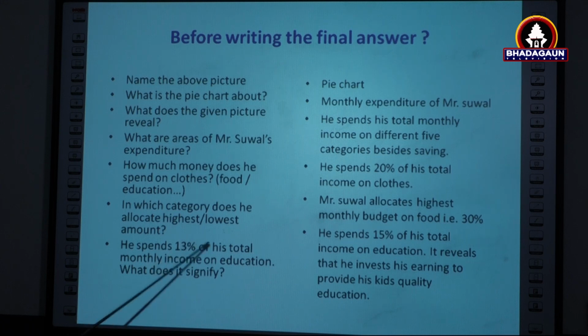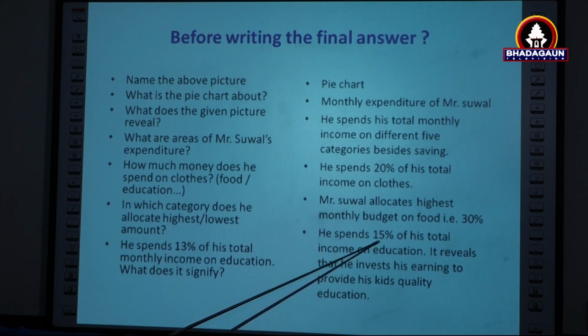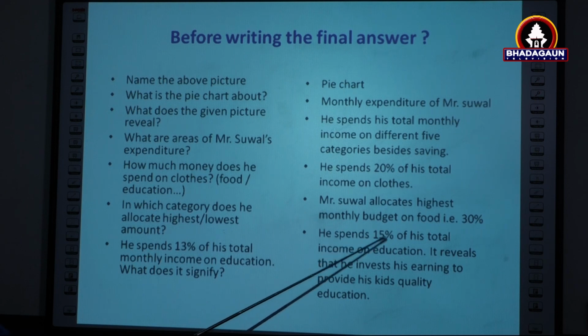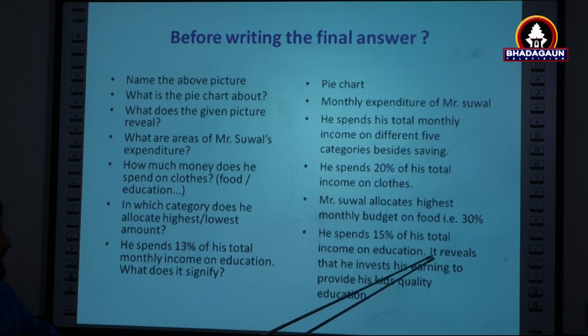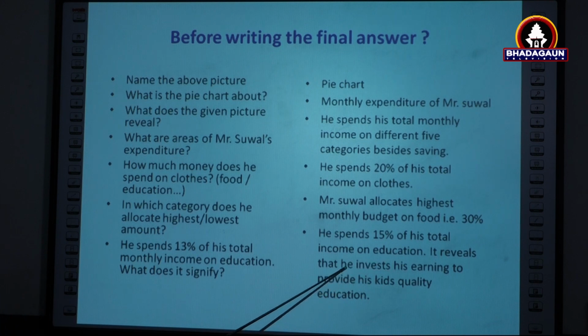He spends 13% of his total monthly income on education. What does it signify? So this can be the judgmental part. Here is 30% but I wrote 15, okay, you make the correction yourself. He spends 13% of his total income on education. This is the fact on the basis of the picture. It reveals, you can guess, that he invests his earnings to provide his kids quality education. This is the judgmental analysis you make based on this fact.